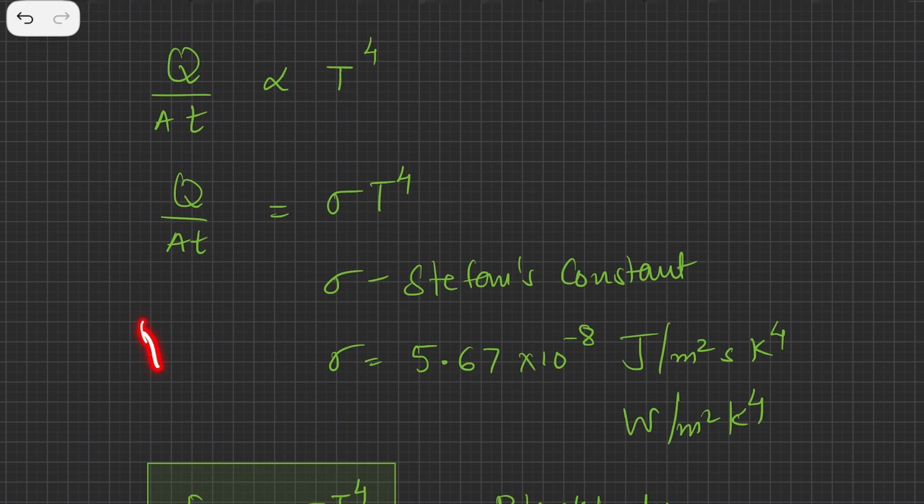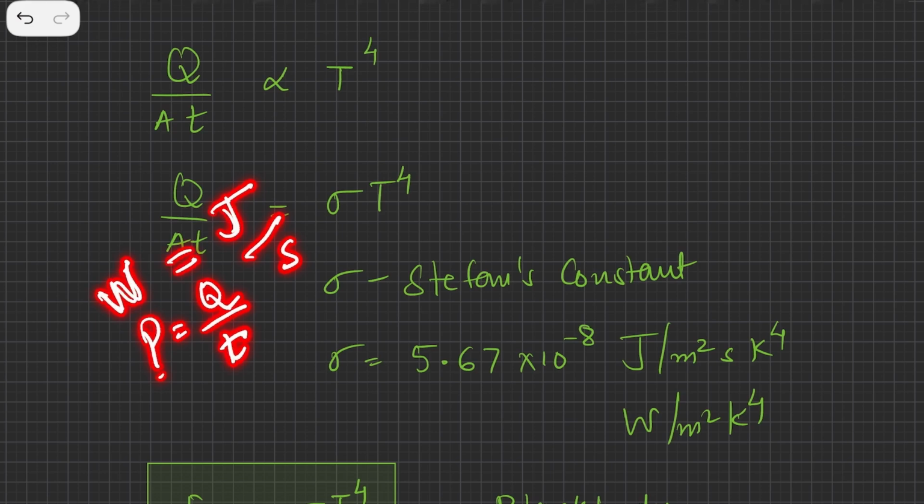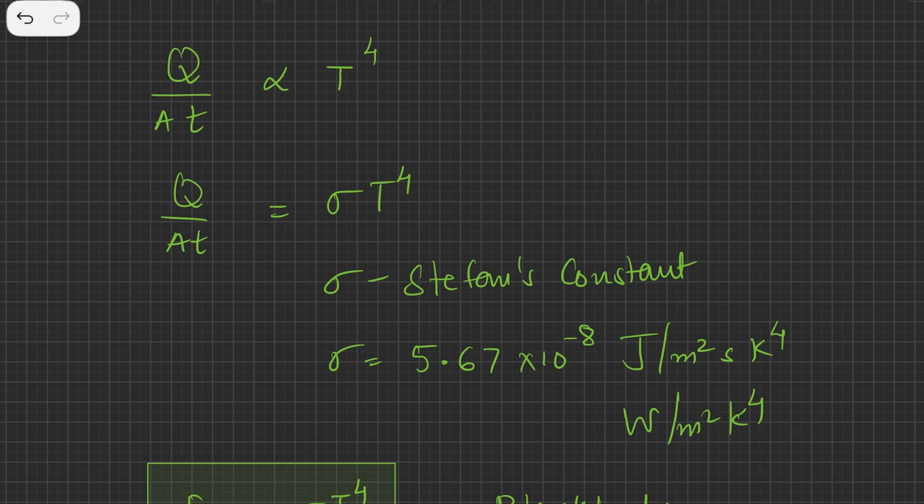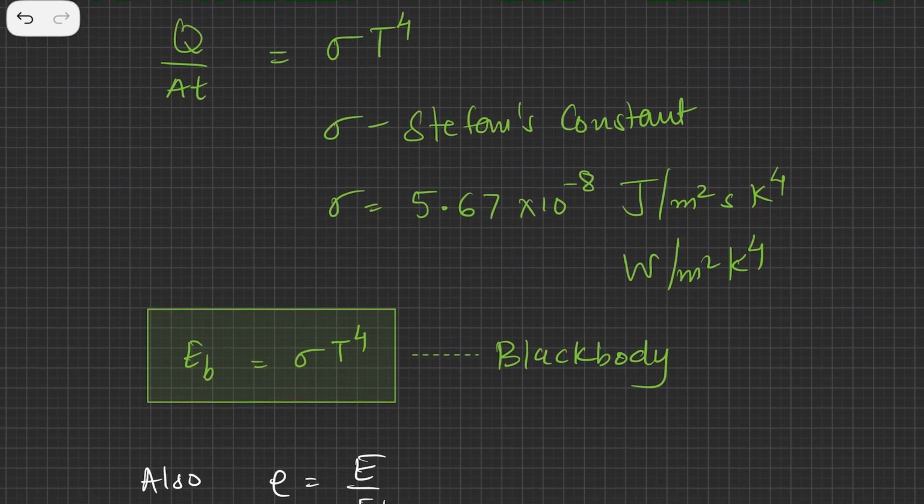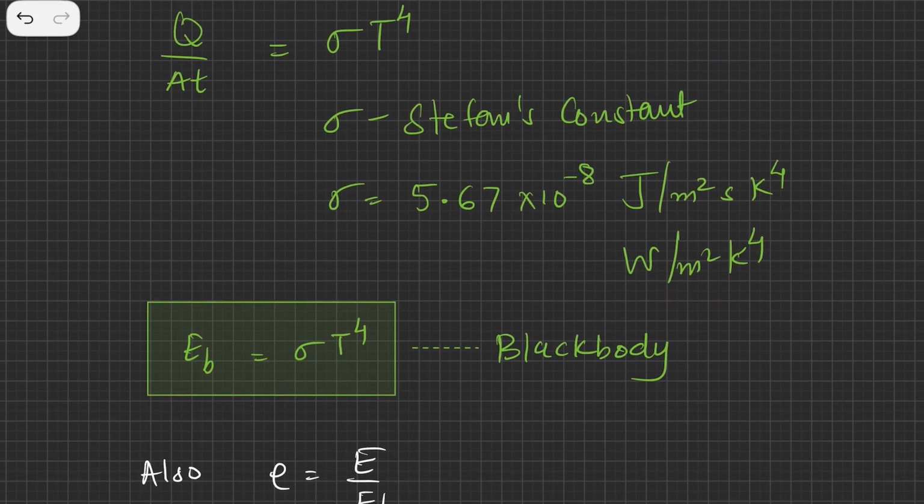And you all know that power is energy upon time, that is work upon time. Power is nothing but energy upon time. So power is watt, energy is joule, and time is second. So what is equal to joule per second? So what is the unit of power? It's watt. So wherever there is a joule and there is a second, joule per second is written as watt, meter square as it is, Kelvin raised to 4 as it is. So you can also write it as watt per meter square Kelvin raised to 4.